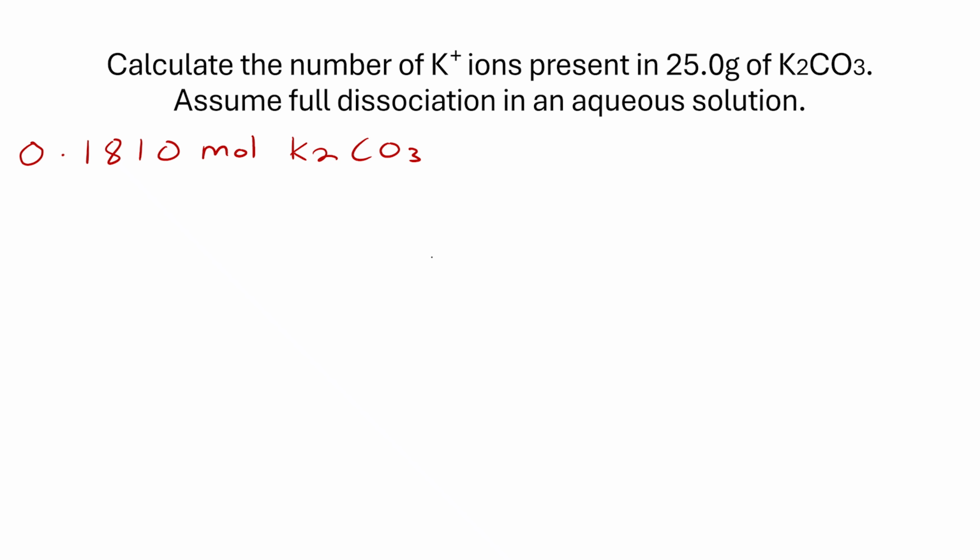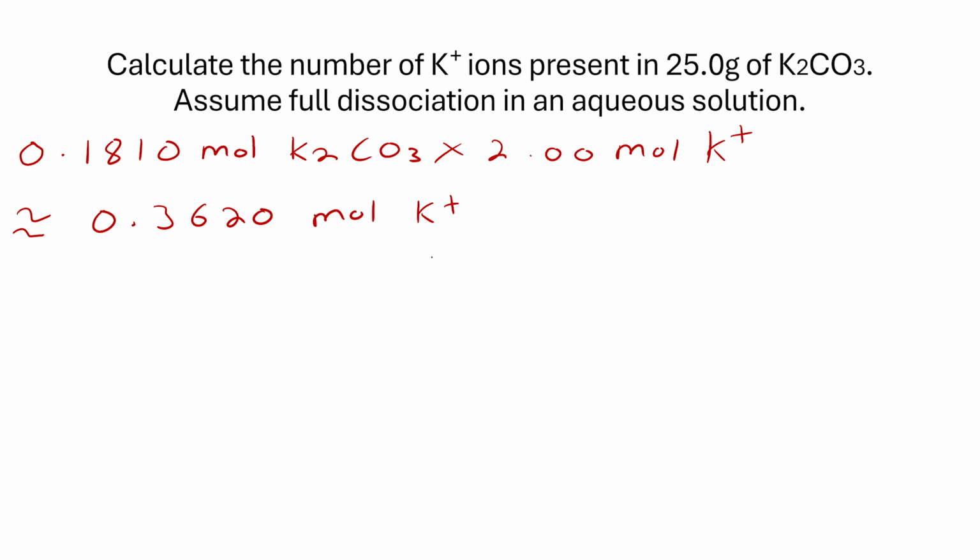Next, we need to work out the amount in moles of potassium ions present. Now, according to the chemical formula for potassium carbonate, in each formula unit there are 2 potassium ions. So to work out the amount in moles of potassium ions present, we need to take our value for the amount in moles of potassium carbonate, 0.1810 moles, and we need to multiply it by 2.00 moles of potassium ions. And we're going to get an answer to 4 significant figures of 0.3620 moles of potassium ions present within the solution.